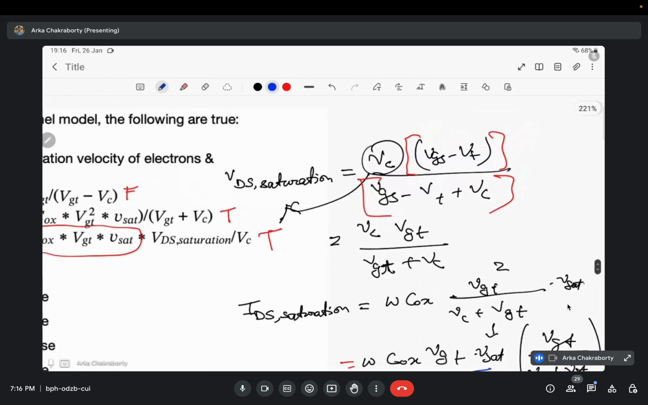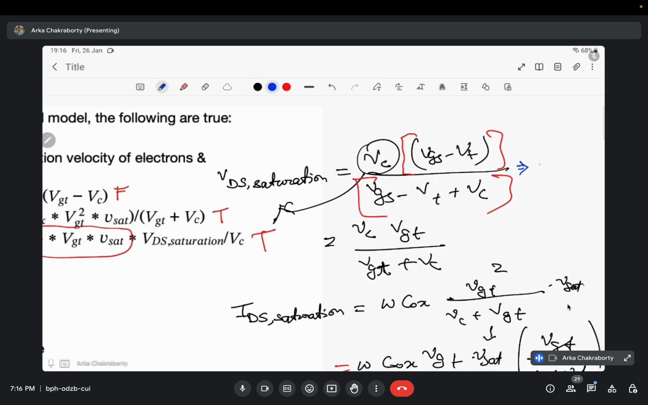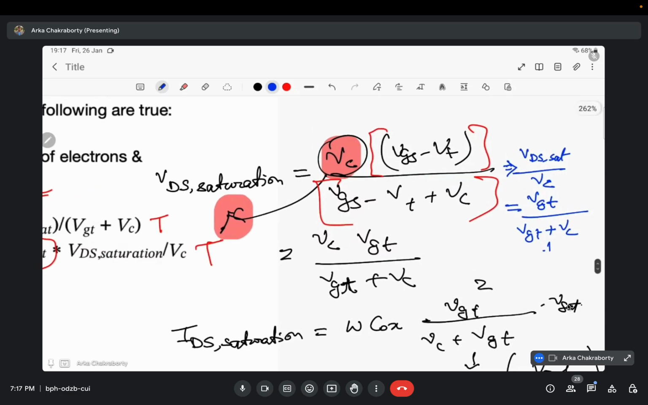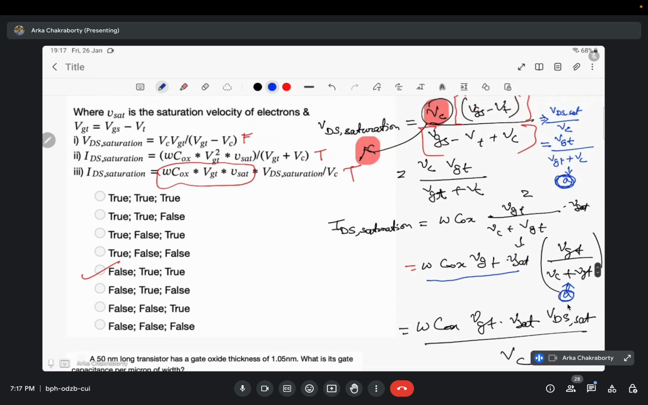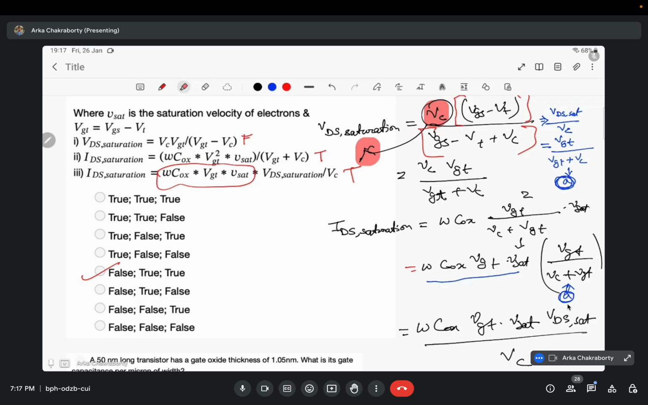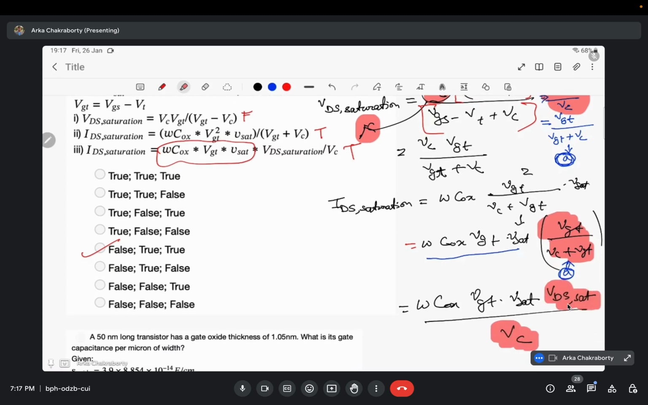Now let me write it here clearly. Okay, from this expression I can find out that VDS set by Vc, I have taken this Vc here, is equal to Vgs minus Vt, that is Vgt, divided by Vgs minus Vt, that is Vgt, plus Vc. Let me call it equation A. Okay, this is equation A. So I will be substituting this by equation A. If I substitute Vgt by Vc plus Vgt, this part, what will I get? I will get this term, VDS saturation by Vc. So I have written this term as VDS set by Vc. Hope it's understandable.